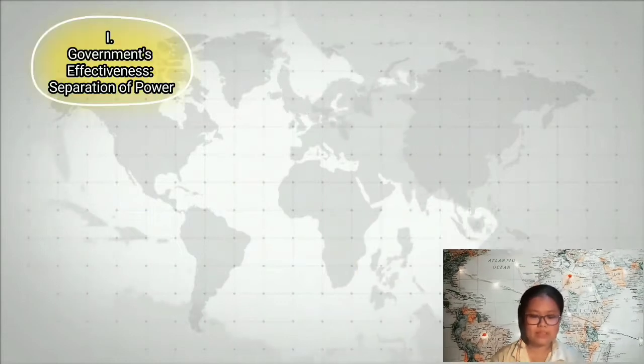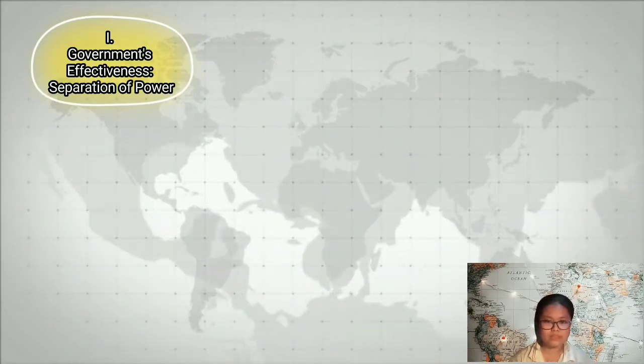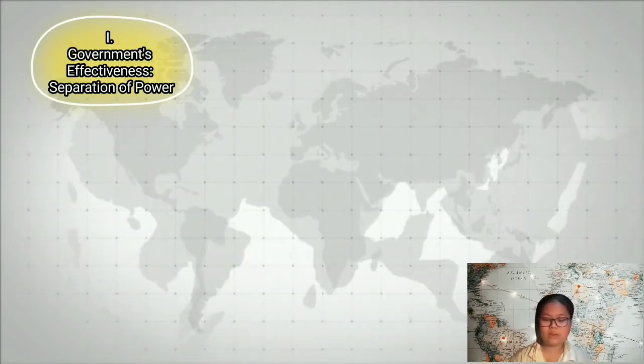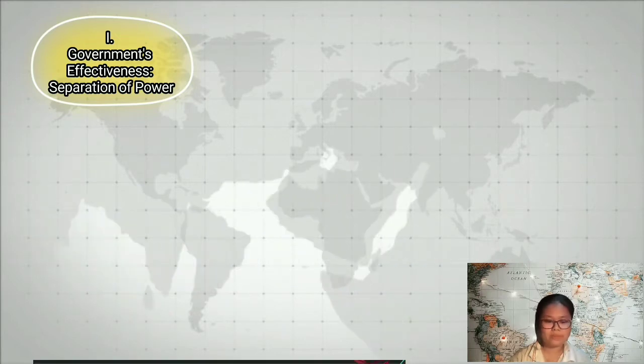In this video project, we compare and contrast the UK parliamentary system and the US presidential system. The first section is about government effectiveness, where we focus on the separation of powers. Let's take a look at the executive power.